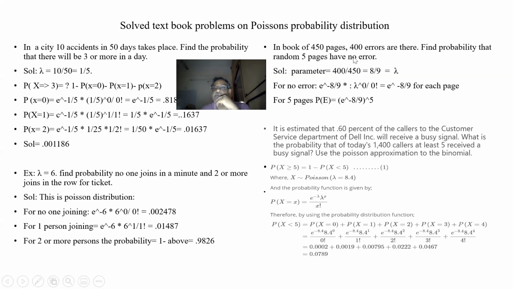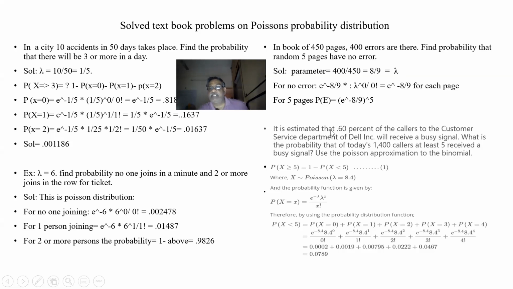For 5 pages to have no error, this into this for 5 times. So this whole to the power of 5. The probability for 1 page into another page, each page has this probability. So I am multiplying for 5 pages.